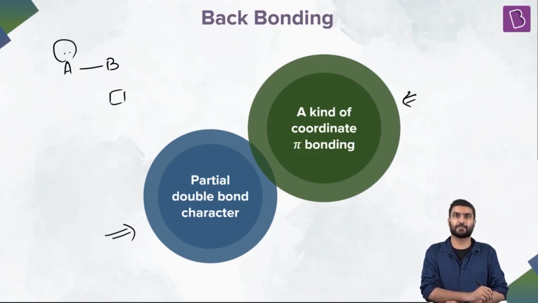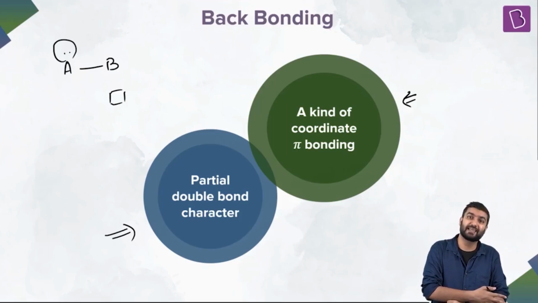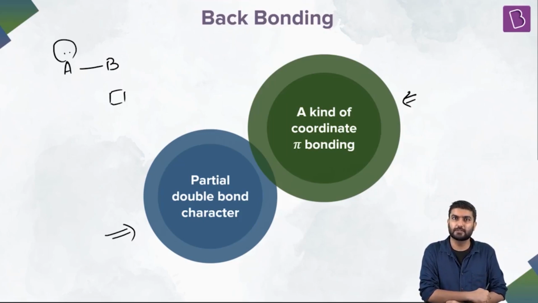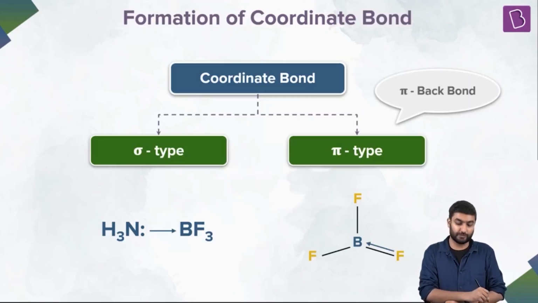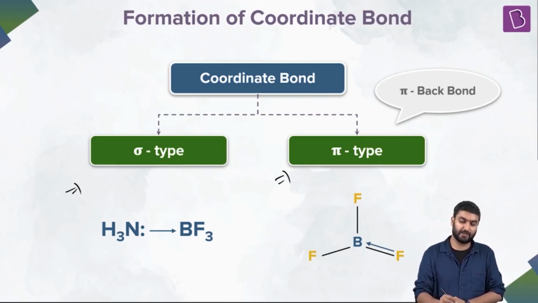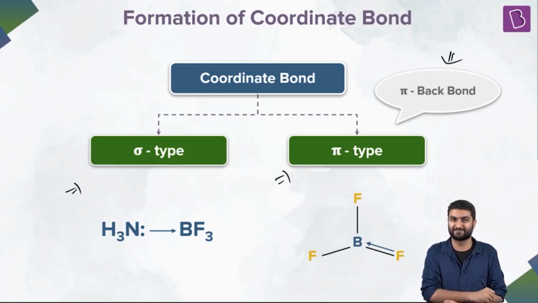It's quite possible that B belongs to some period, like third period, for example, which has empty, vacant 3D orbitals. They can also be the acceptor of the coordinate bond, right? The pi coordinate bond, right? And that's going to play a major role here. So let's try to differentiate the two first. Coordinate bond can be of a sigma type, can be of a pi type, right? This is what we are studying here.